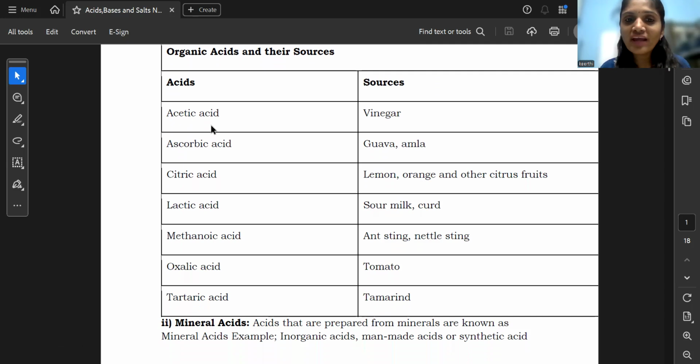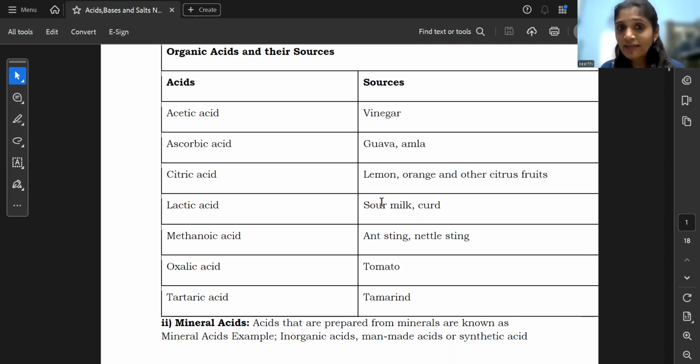What is the source of your acetic acid? It is your vinegar. Acetic acid is your ethanoic acid. Ethanoic acid is the IUPAC name. The common name of ethanoic acid is acetic acid. Then you have ascorbic acid. You get ascorbic acid from guava or amla. Citric acid, the source of citric acid is lemon, orange or any other citrus fruit.